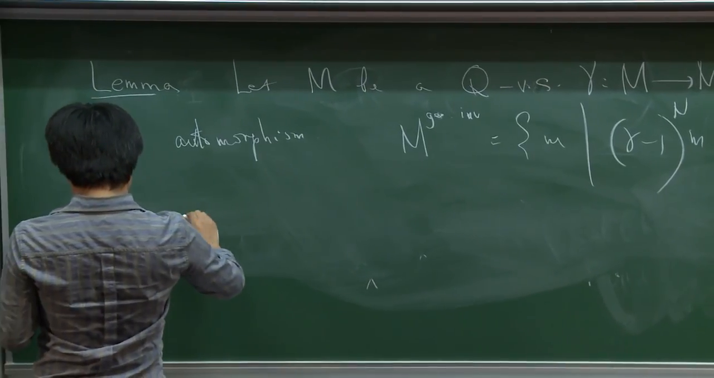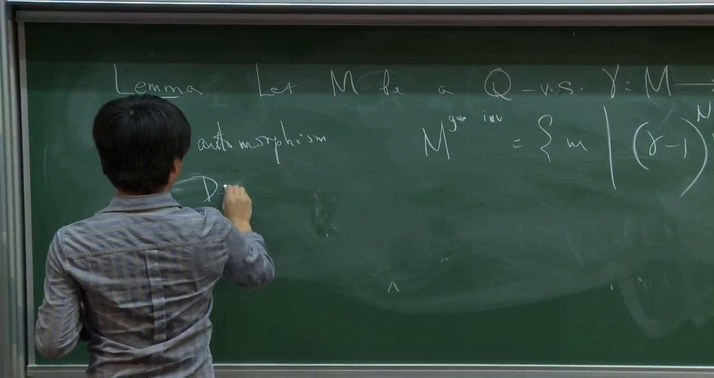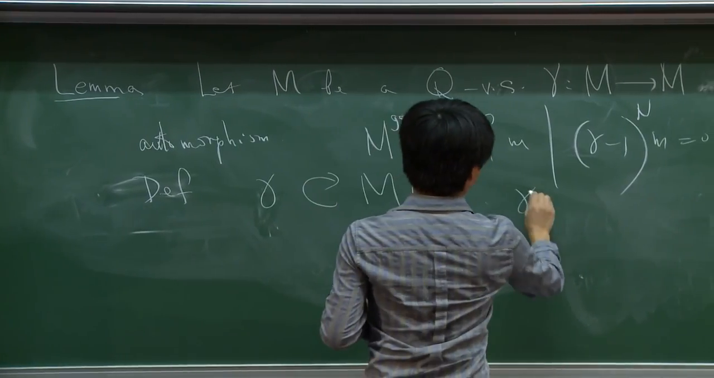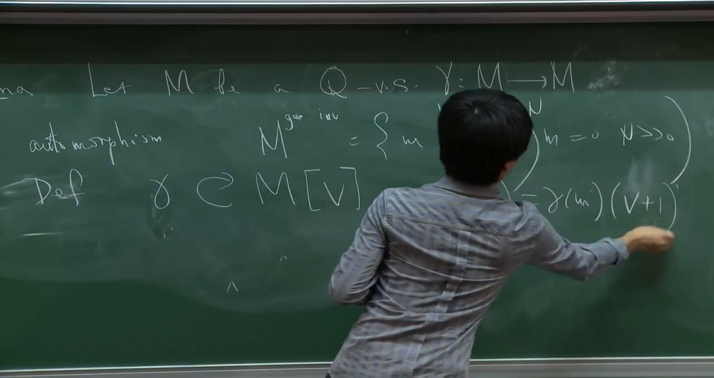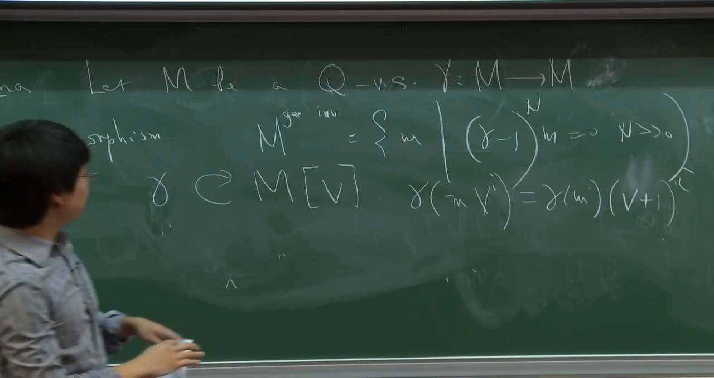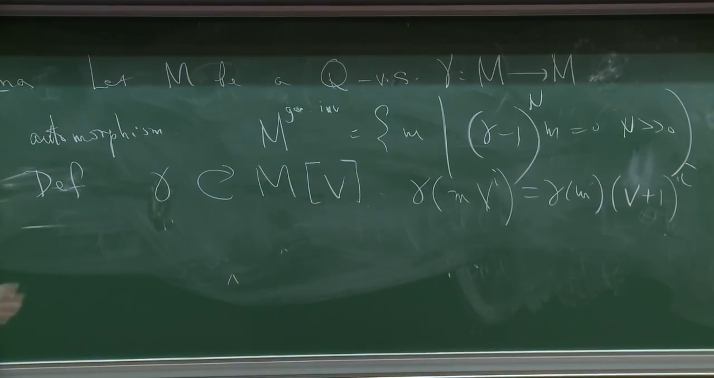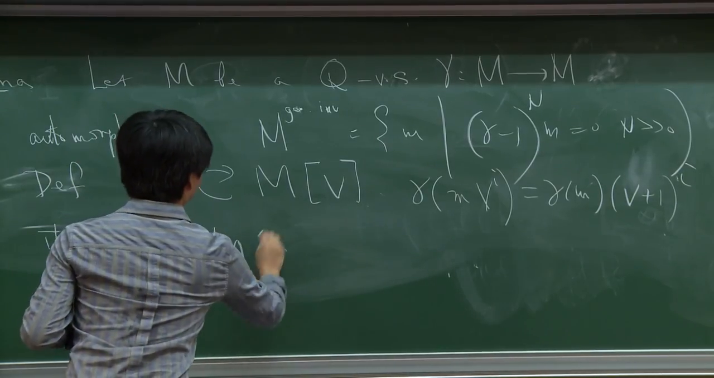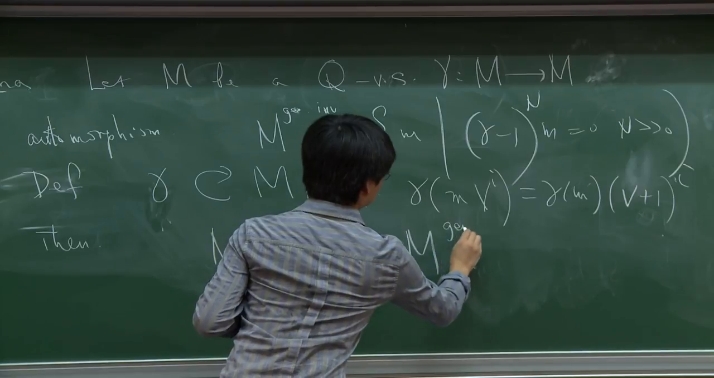Then let me consider the diagonal action. Gamma acts on M tensor Q V as before: m tensor v goes to gamma m tensor (v plus 1), i goes to i. So you tensor these two actions, one on M and one on Q V, where gamma acts by shift. So basically the algebra acts as a derivation. Then the gamma invariance of this is just M generalized invariant.